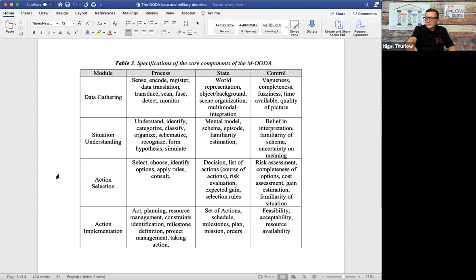But their model of this, unfortunately, had the data gathering and understanding at the lower levels, and then people completely abstracted from the problem, doing action selection and synthesis, I assume, and then sending it back down to the poor squaddies to do action implementation. So that was a little bit of what that was covering.